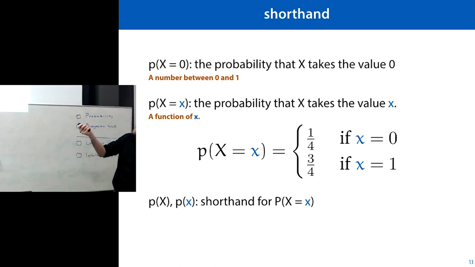This expression here on the left, p(x = 0), evaluates, as it were, to a number. So if we write this, this is a number between 0 and 1, which is the probability of the random variable taking that value.